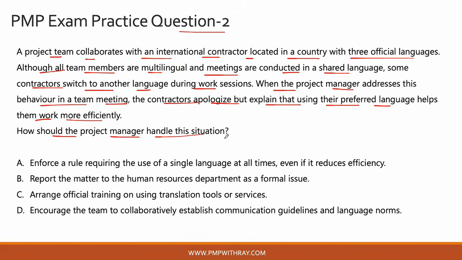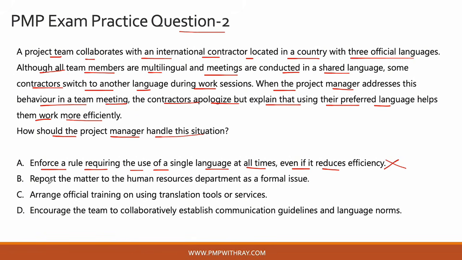Interesting scenario, and let's go through the 4 options A, B, C, and D one by one. Option A: enforce a rule requiring the use of a single language at all times, even if it reduces efficiency. Of course, no one in their correct frame of mind would go with this option. You can't mandate a single language. It's against diversity and inclusion policies as well. So A is definitely incorrect.